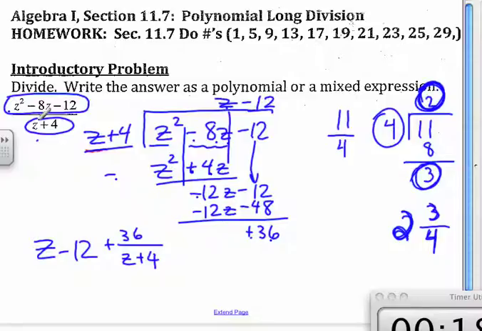And that's our answer. Now we're going to have some more examples in just a second, but this is the pattern we're going to follow. Alright? Good job, guys, and I'll see you at example 1.